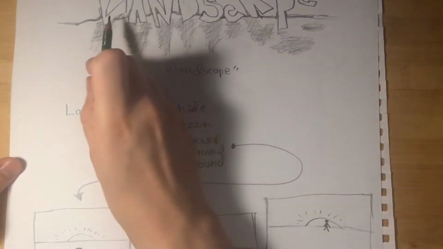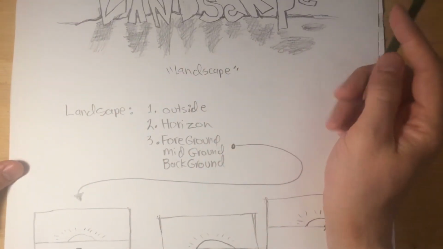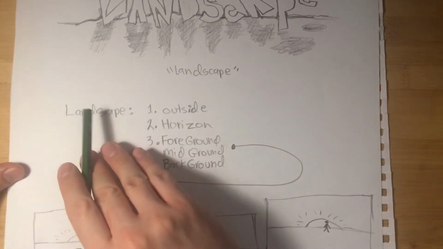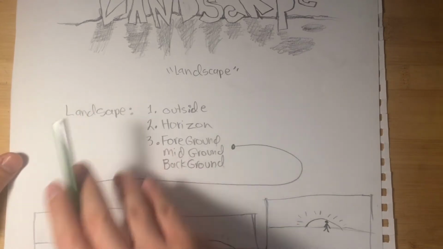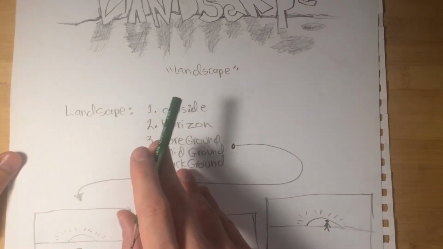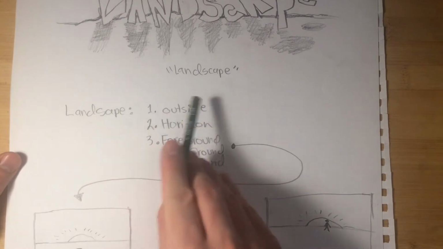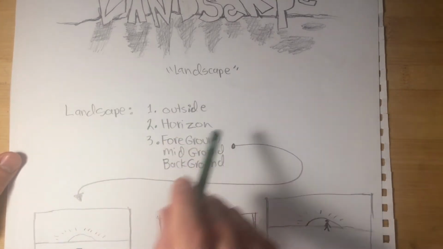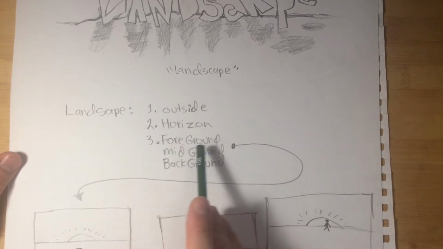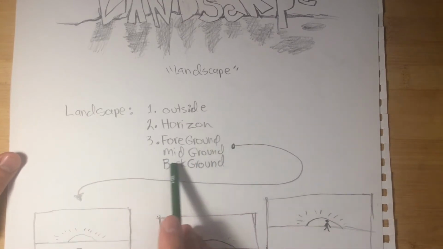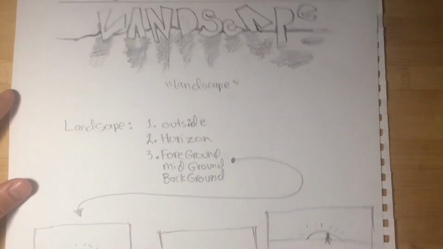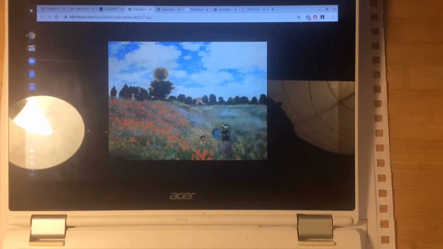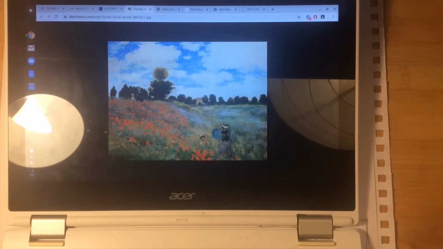So actually the second word, landscape, is easier to define. A landscape is a picture or an image. In our case, it'll be a drawing that is outside, and it shows something called the horizon, and it has something called the foreground, and something called the midground, and something called the background. So what does that mean? We can look at an example of a landscape to understand that better.